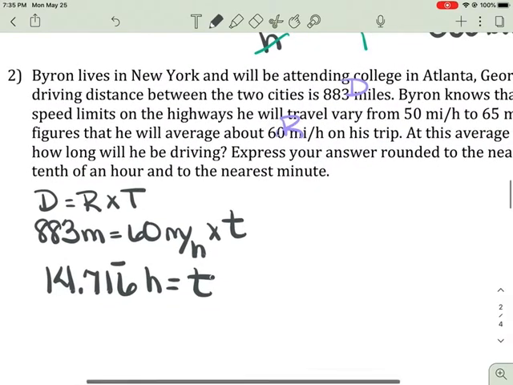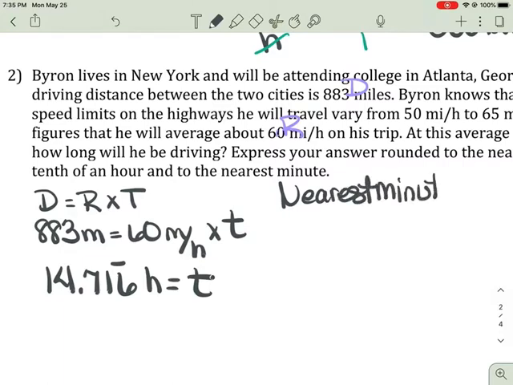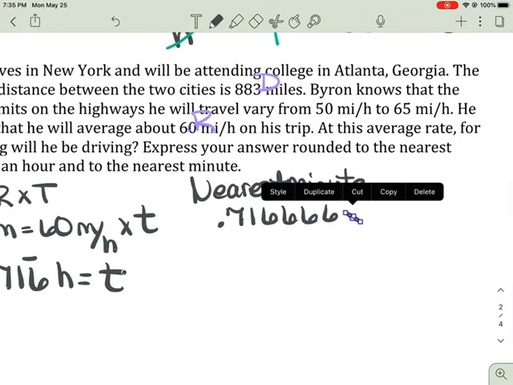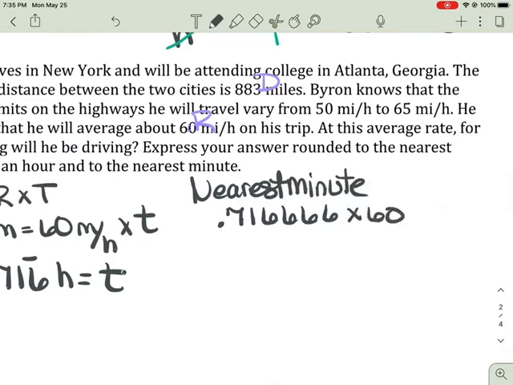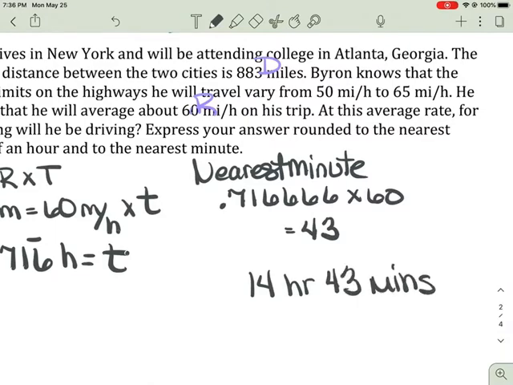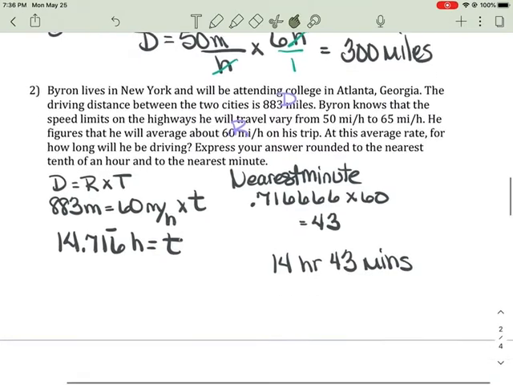Now the second answer says nearest minute. So we have to figure out how many minutes are in 0.7166666. What we're going to do is use the decimal part of our answer, put on a bunch of 6's here, and times that by 60 because there are 60 minutes in an hour. When we do that, we're going to get about 43, rounded. So our answer actually is going to be 14 hours and 43 minutes. Okay, so those are our 2 expressions of our answer.